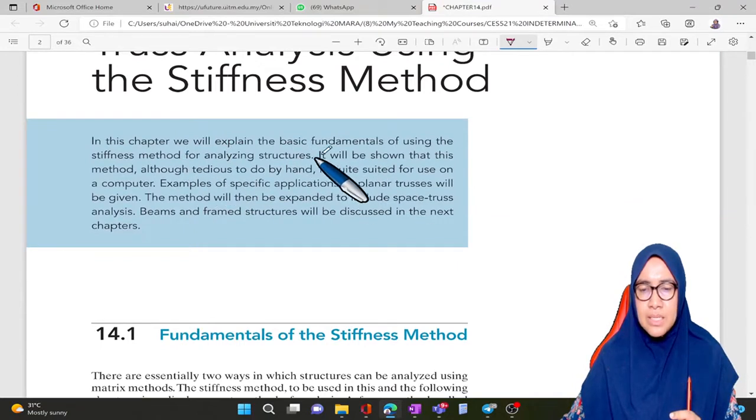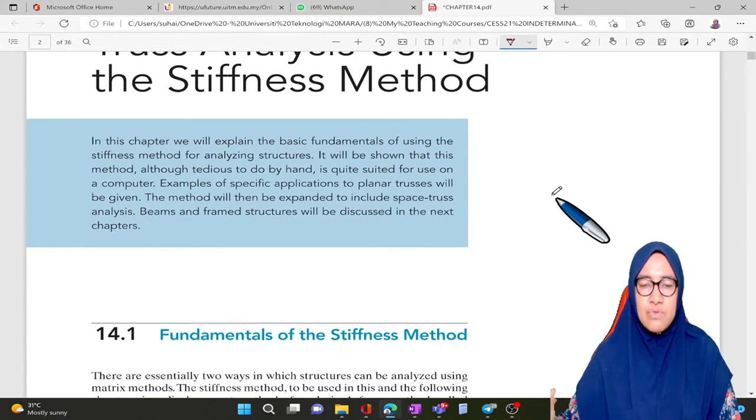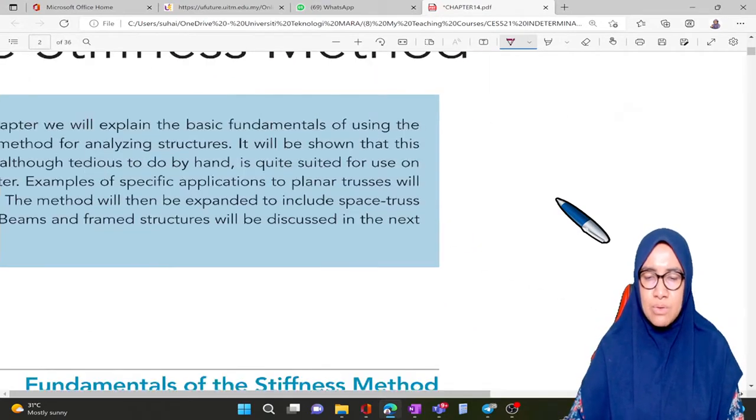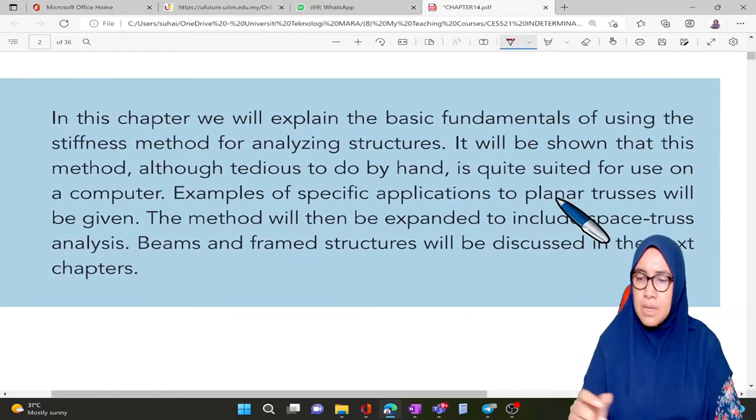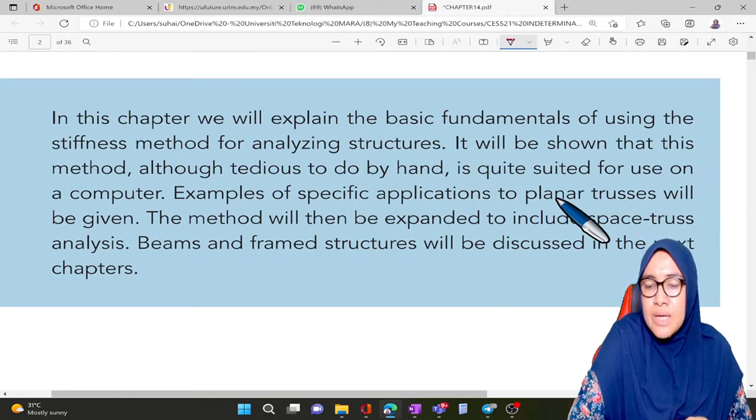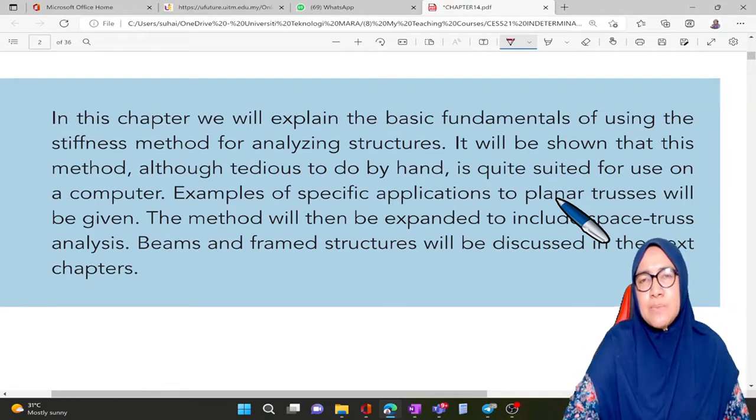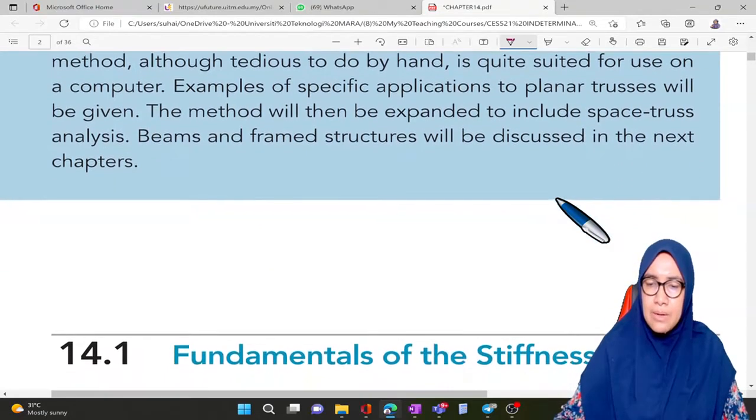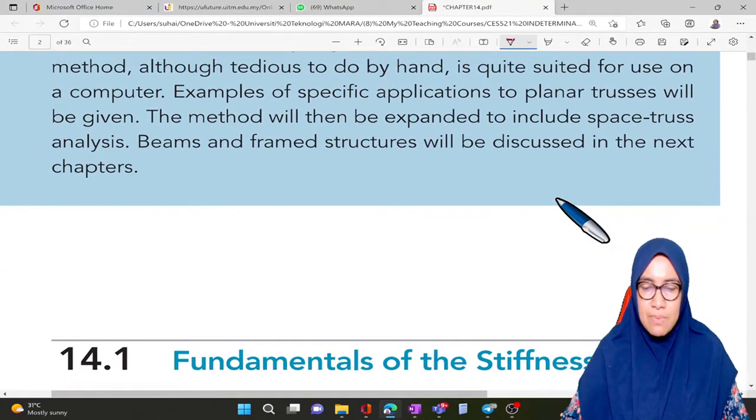In this chapter we will explain the basic fundamentals of using the stiffness method for analyzing structures. It will be shown that this method, although tedious to do by hand whenever we have more than 3 unknown displacements, is quite suitable for use on a computer, because only 3 unknown displacements can be solved using manual calculation. Beam and frame will be discussed in the next chapters.